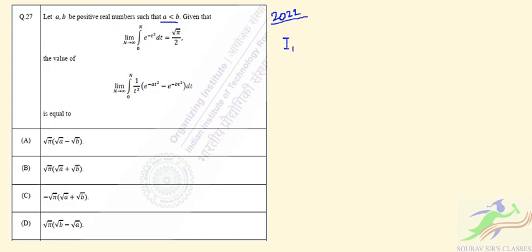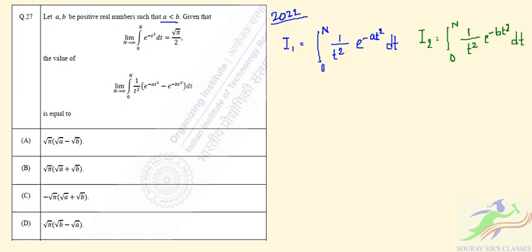So suppose I1 is equal to the integral from 0 to n of 1 by t square e to the power minus a t square dt, and I2 is minus the integral from 0 to n of 1 by t square e to the power minus b t square dt. So let's first solve for I1.